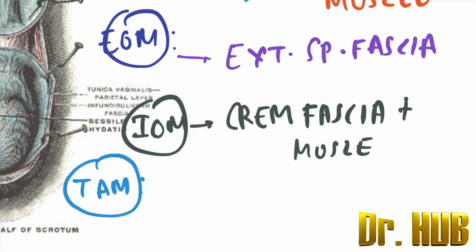Then we look at the transverse abdominis muscle. The transverse abdominis muscle, we are writing it as TAM. So the TA muscle, transverse abdominis muscle. What happens is that in the scrotum, it does not continue. So we write an X.